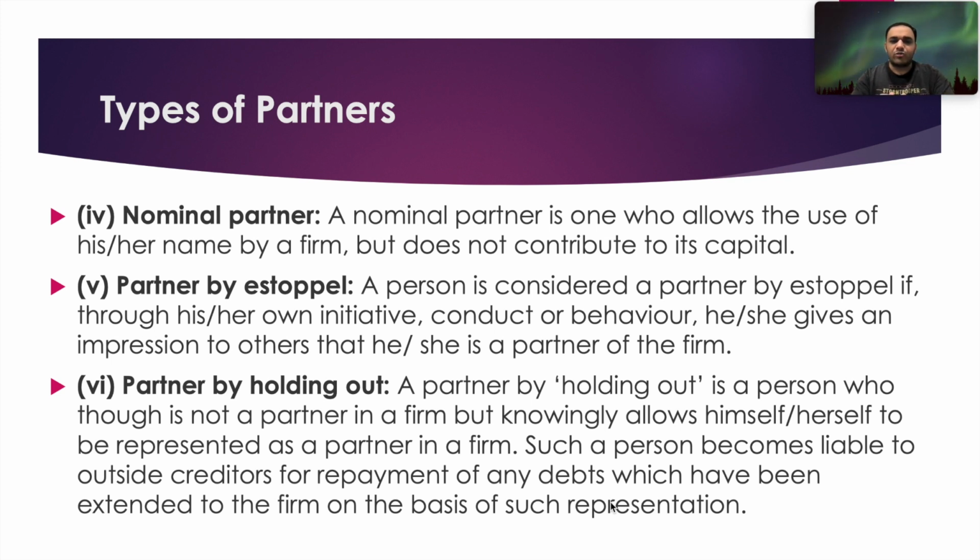Partner by holding out. A partner by holding out is a person who, though not a partner in a firm, knowingly allows himself or herself to be represented as a partner in a firm, like a representative of that firm. Such a person becomes liable to outside creditors for repayment of any debt which has been extended to the firm on the basis of such representation. So these kinds of people are just presenting on behalf of the organization, but sometimes people claim that they are also responsible for our debts.